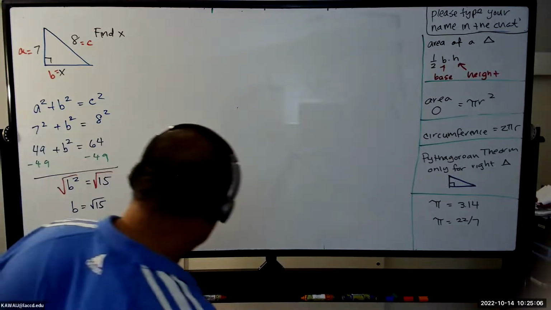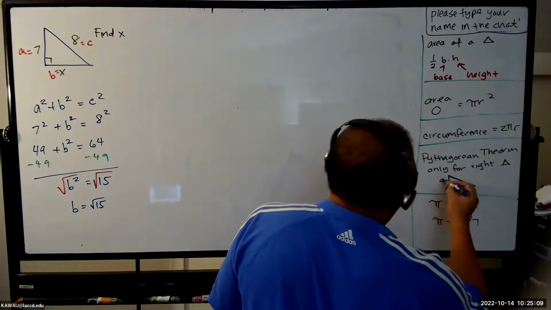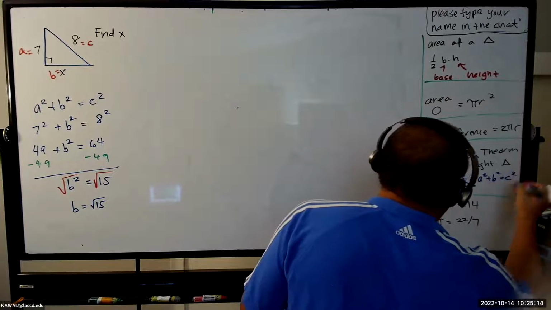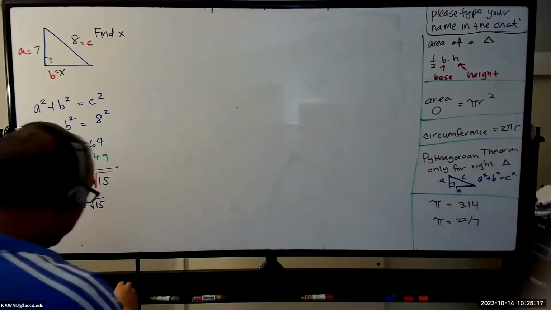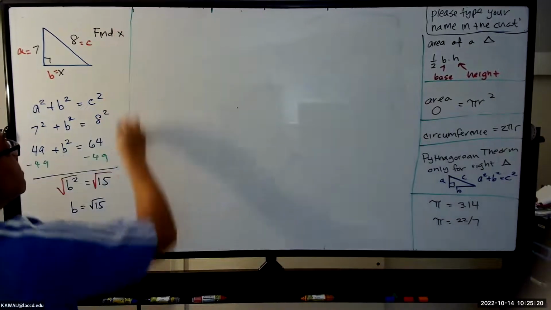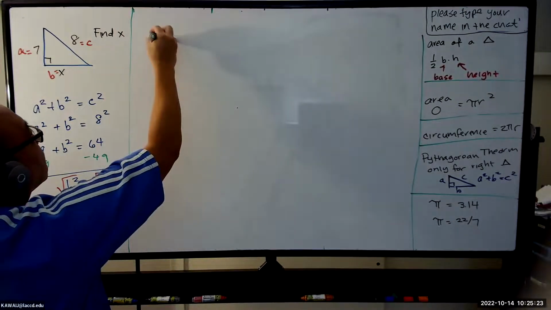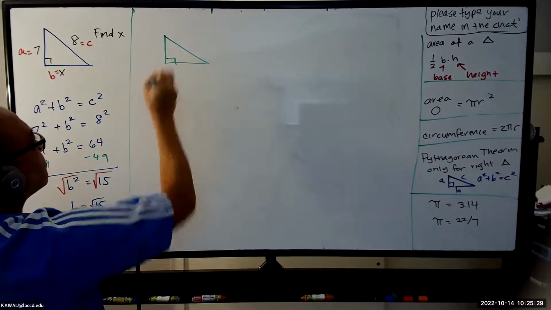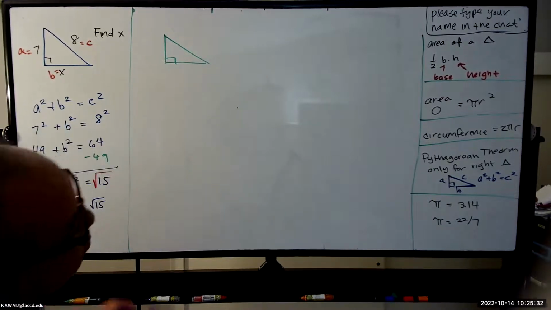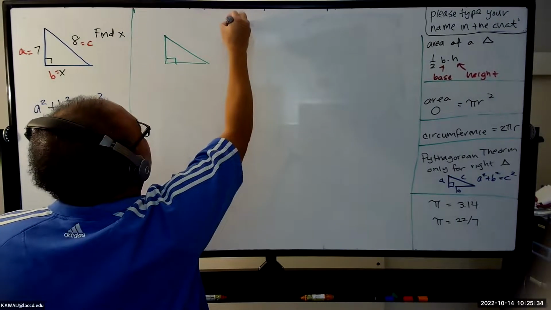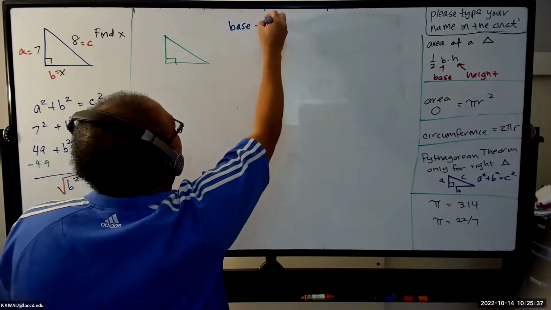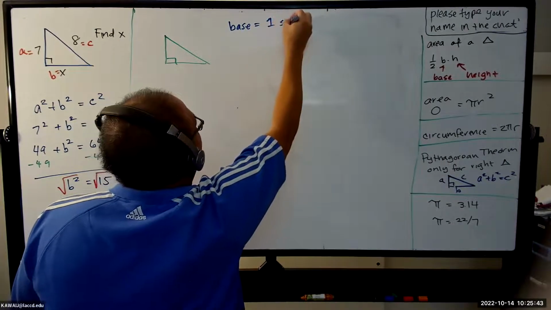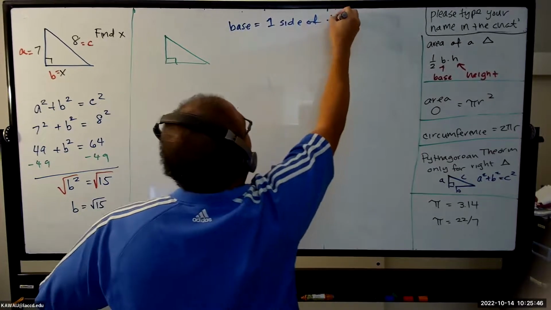Oh, I should probably put the formula here. A, B, C, A squared plus B squared is equal to C squared. Okay. Now, when we have a triangle, I'm going to give you a bunch of different triangles. So I have a triangle here. Okay. So there's a couple of rules. Base is equal to one side of the triangle.